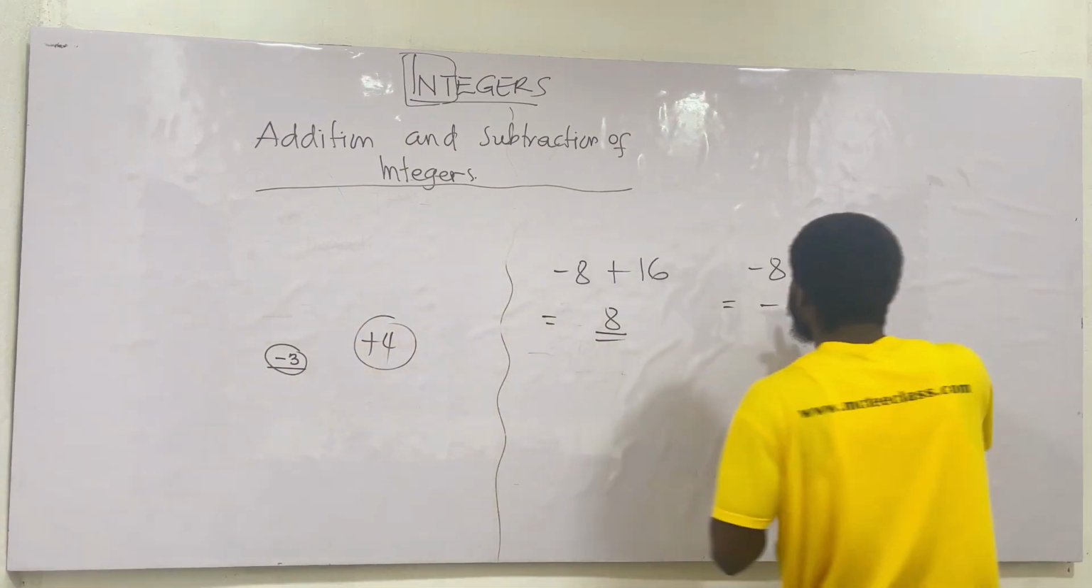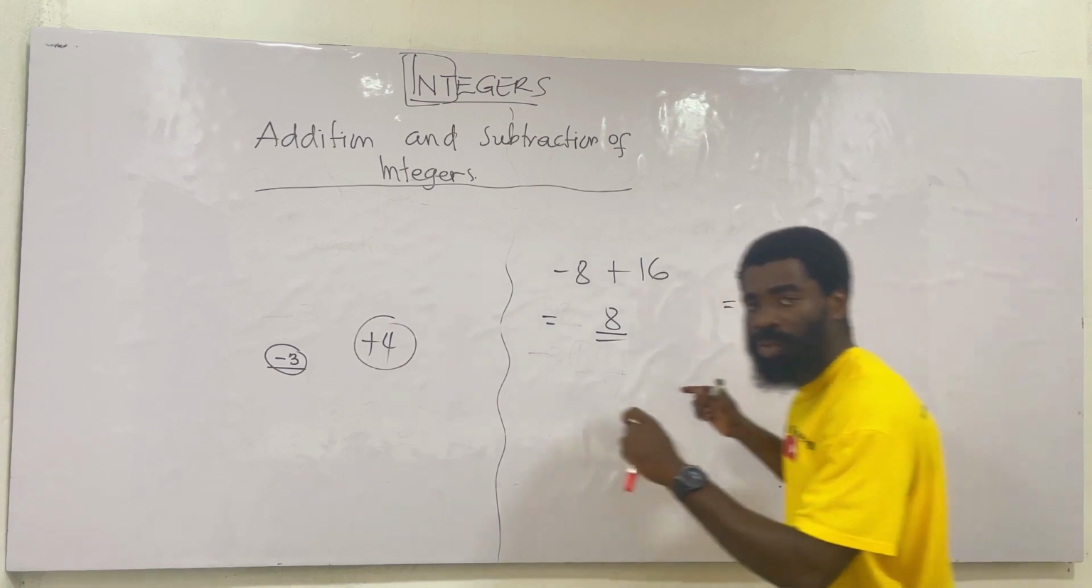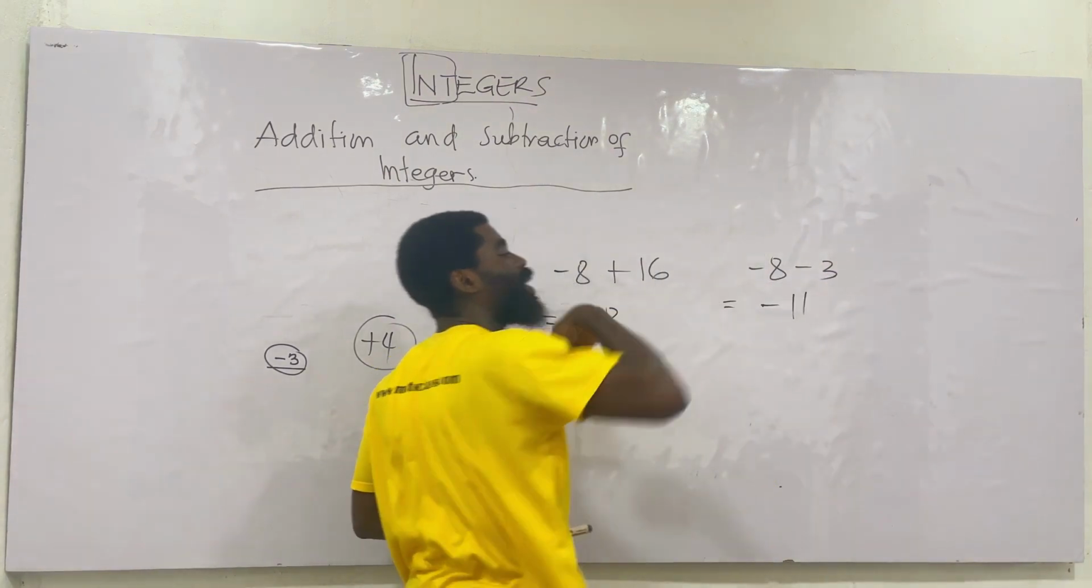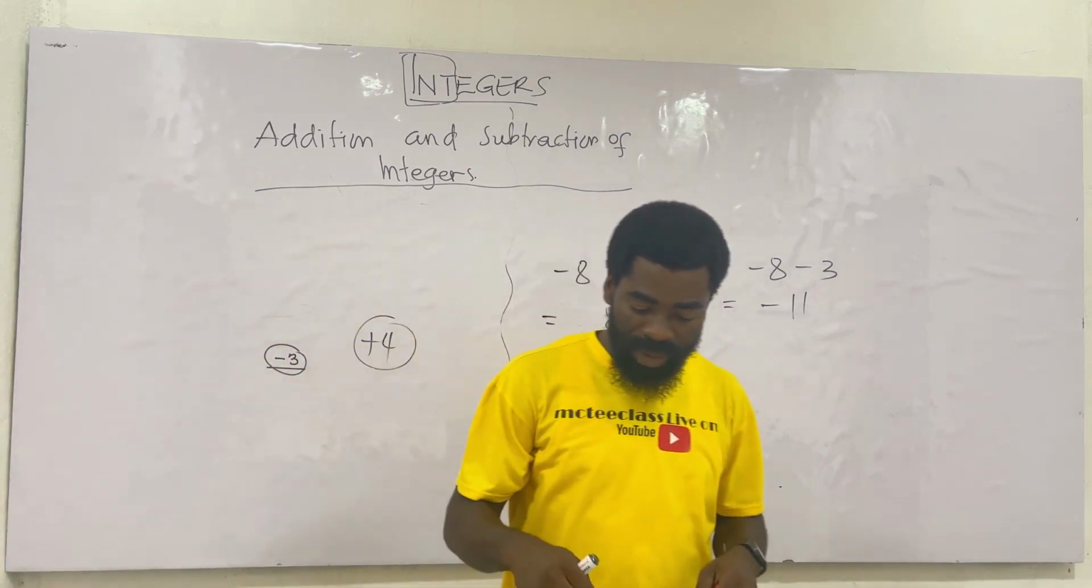Most people confuse themselves. They think this is positive. They will multiply. No, when it's multiplication, I'll show you what to do. When it's multiplication, there's a way we write it for you to understand that it is multiplication. But this means we are just subtracting. I hope you get the point I'm making here.